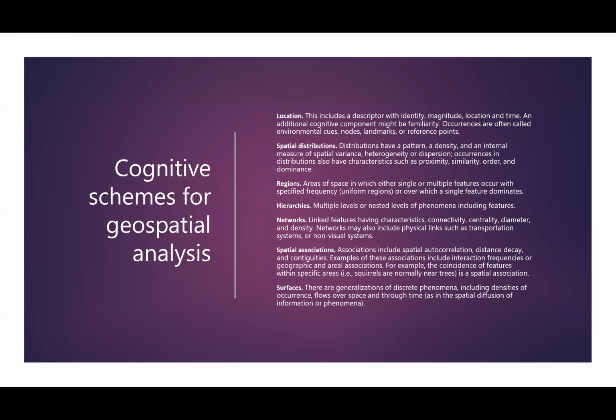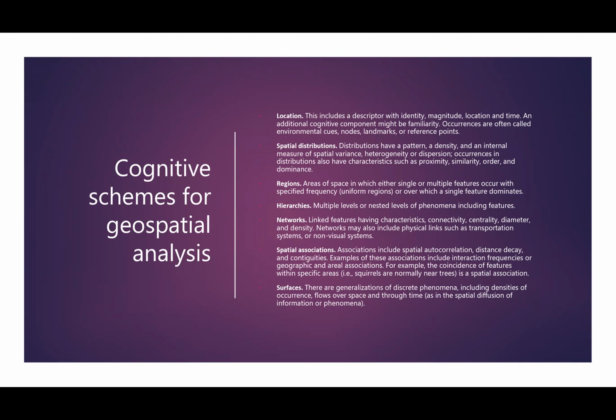Moving on to the next. Cognitive schemes for geospatial analysis. So cognitive, how we think about things. Schemes, those patterns or steps that we follow. Geospatial, meaning some sort of geographic, cartographic, place in space type of analysis, figuring out a problem and finding information about that thing. So these are the different cognitive schemes. We have location, spatial distributions, regions, hierarchies, networks, spatial associations, and surfaces.